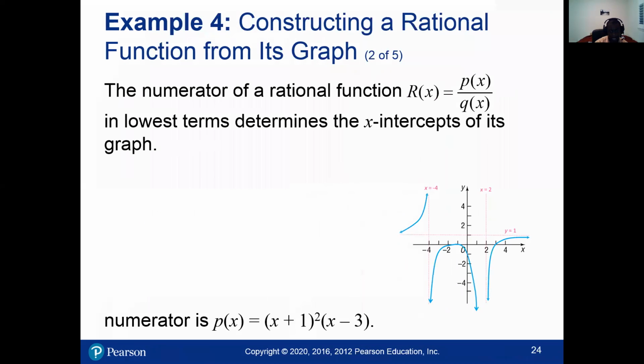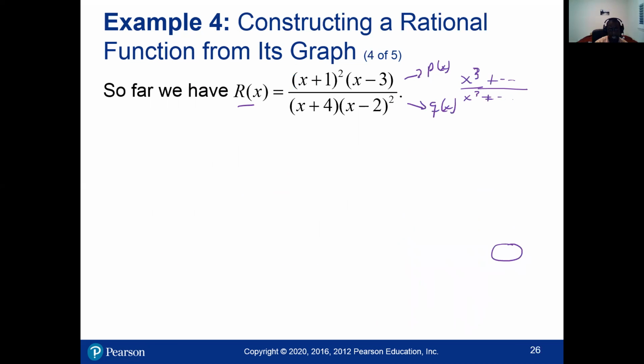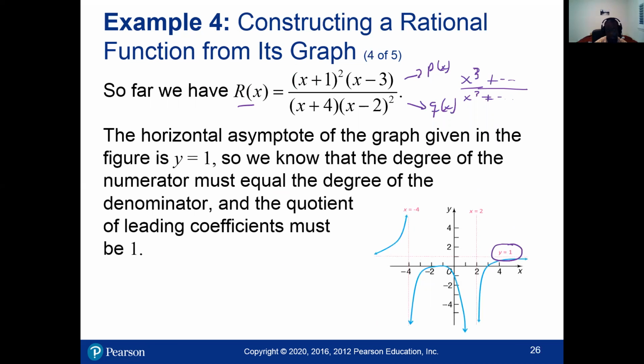So let's go back and look at q. They have equal degree, and that will be your final answer. The degree of the numerator must equal the degree of the denominator, and the quotient of leading coefficients must equal 1. That is why y equal to 1 is the answer. Note that this is the simplest choice, because 1 over 1 is 1, and 2 over 2 is also 1. If I put 2 here, I can put 2 there, but I want to go with the least.